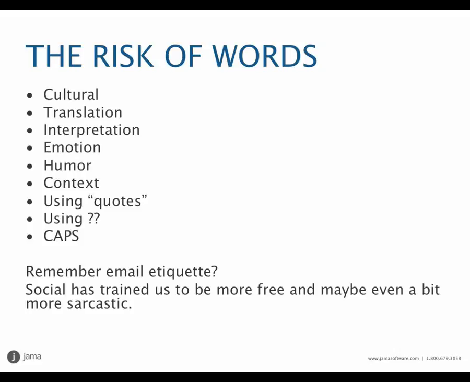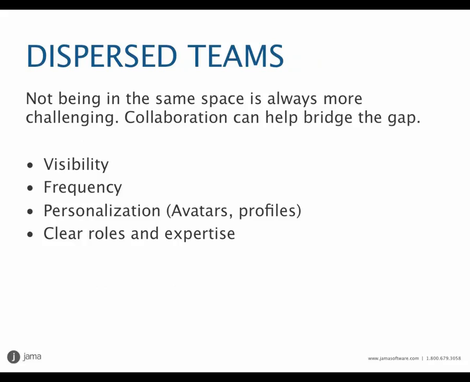I rarely see emails that are poorly written, yet I see social posts that are dramatically different or more open, because social has ultimately trained us to be more free and maybe even a bit more sarcastic. We're bringing what we do in that social world into the business social world, and I think that there's going to be a slight adjustment there to just understand that there is in fact a difference. The reality still exists that there are dispersed teams. They're not always in the same place, and this is always going to be challenging. Collaboration can definitely help bridge this gap, but it isn't a silver bullet, right? The reality is still that they're dispersed.